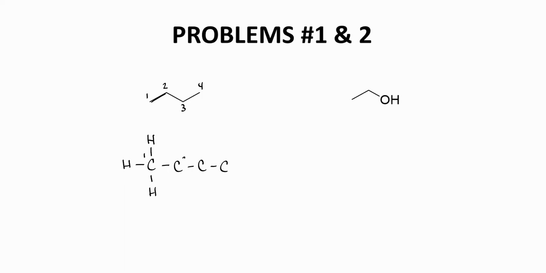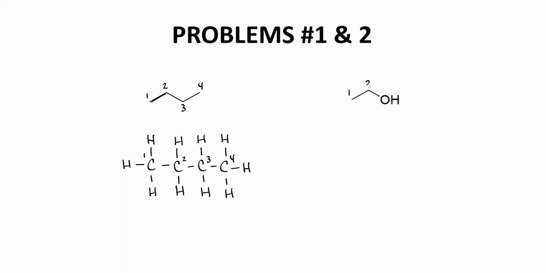Carbon 2 is shown with 2 bonds. Let's give it 2 hydrogens to complete its number of bonds. Carbon 3 needs the same to give it 4 bonds. Carbon 4 on the end only has 1 bond. Let's give it 3 hydrogens, and that is our structure for problem 1. Let's move over to problem 2.